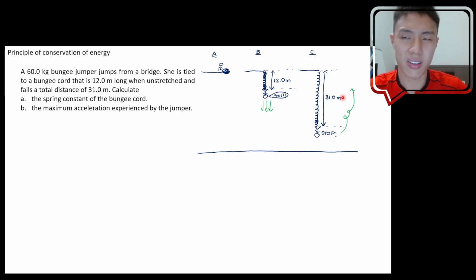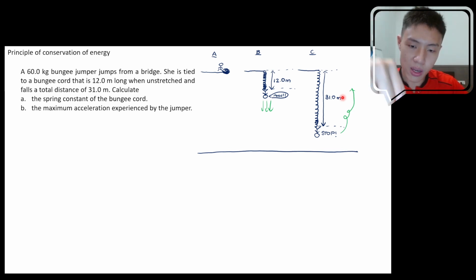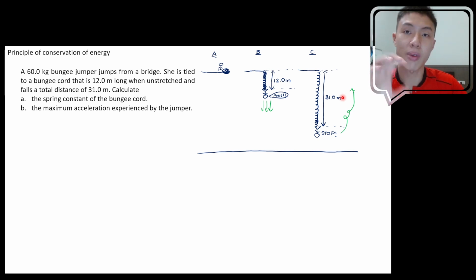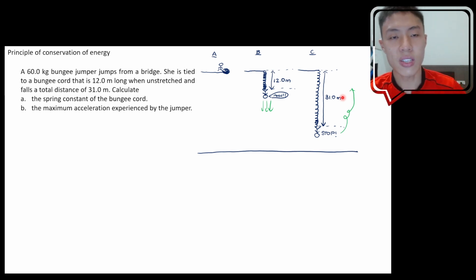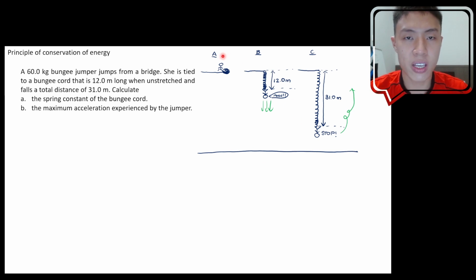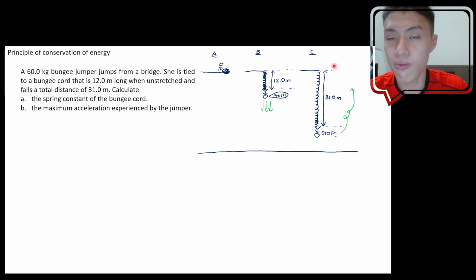If you are not sure how to imagine it, you can go find a video of people doing bungee jumping. You can see the person will jump, fall, reach the lowest point possible, then after that spring back up a little bit. So this is the situation. We have already broken it into a 3-step process that we want to investigate.